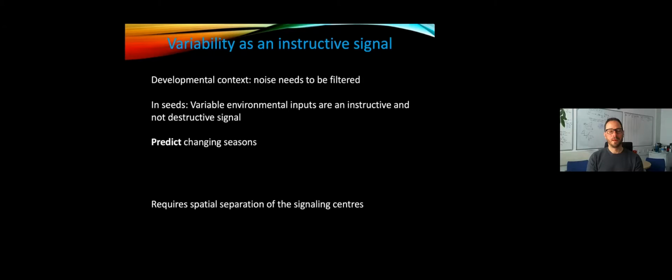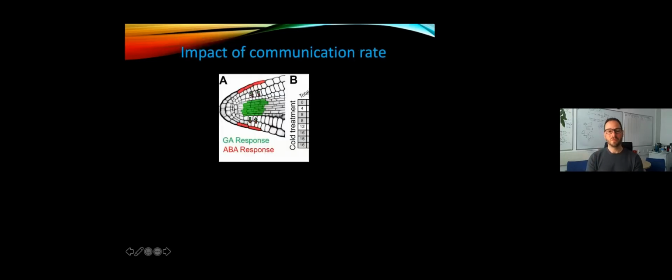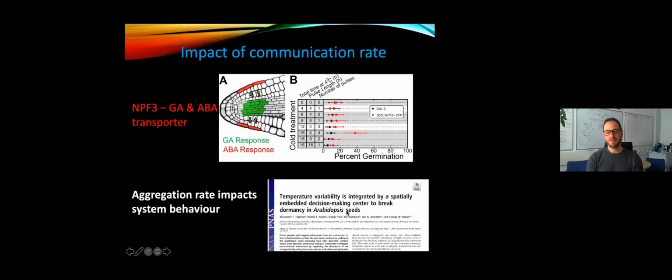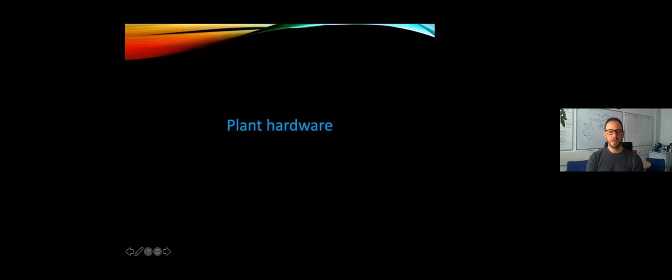And data I won't show you is that this complicated waveform transformation of temperature requires a spatial separation of the signaling centers. If you want to read more about this, you can read about it in this paper here. And I'll just skip over this result. Okay, so that is distributed computing in plants.